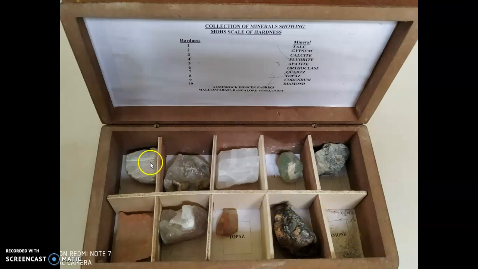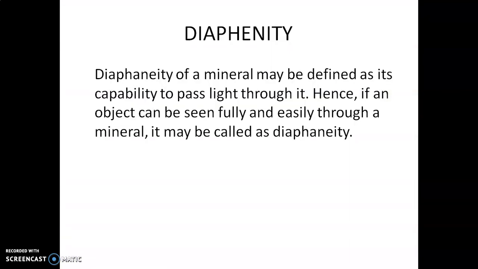The softer mineral can be scratched by the harder mineral. If a particular mineral can be scratched by calcite, whose hardness is 3, but is not scratched by gypsum, whose hardness is 2, that means the hardness will be in between 2 and 3. You can say hardness is 2.5. In this way, the hardness of any unknown mineral can be determined.